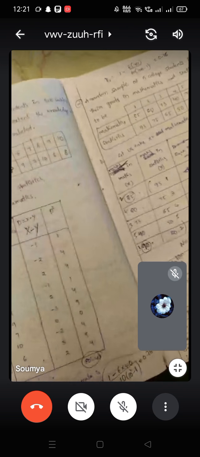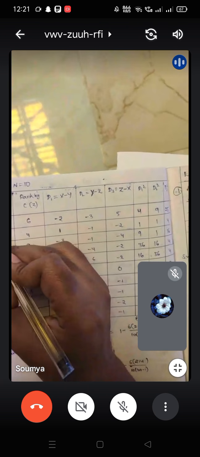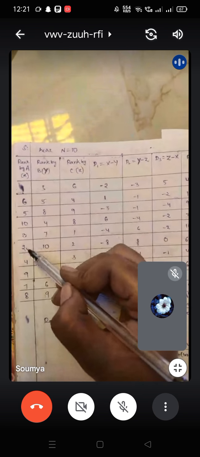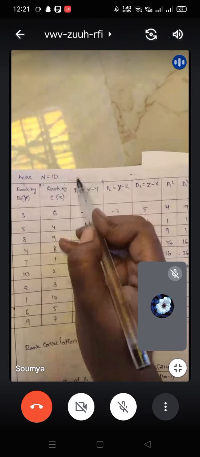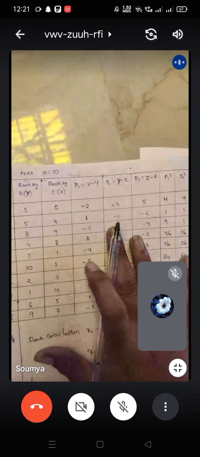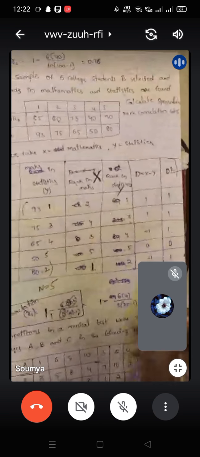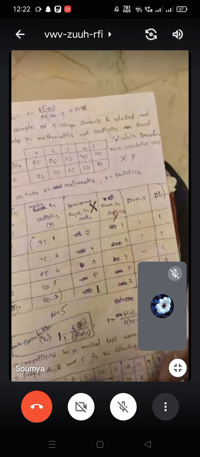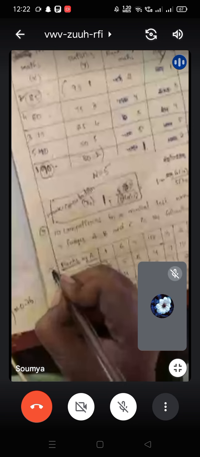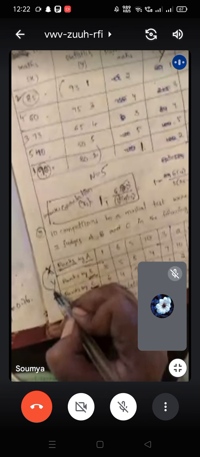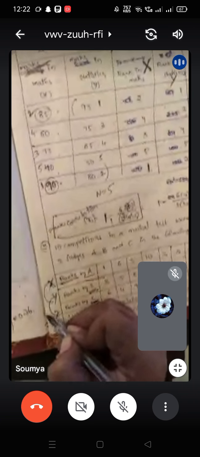So now how am I going to take this? Rank by A, right? What are the ranks given here? And rank B and rank C. 1, 2, 3, 4, 5, 6, 7, 8, 9, 10. So capital N equals 10. Now we get only one difference, x minus y, if you have x, y terms. But whenever we have x, y, z, you have to go x minus y and y minus z, z minus x.